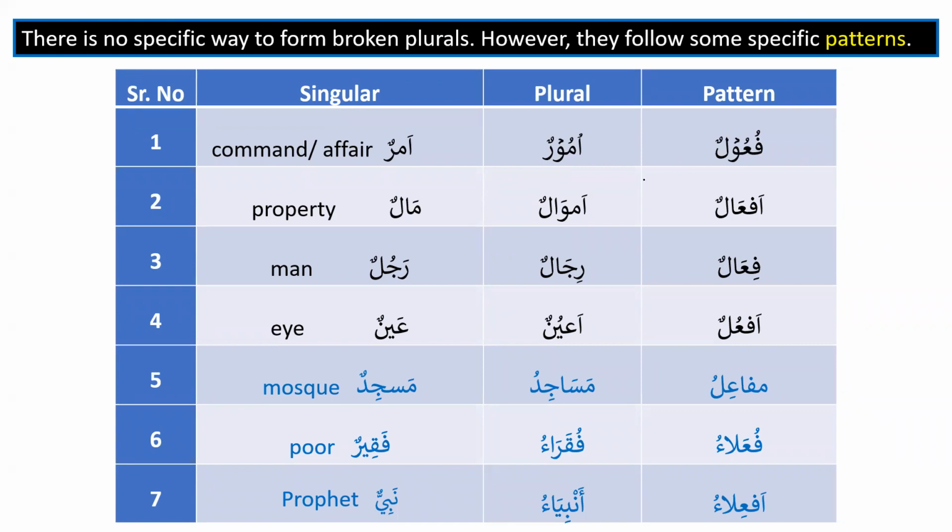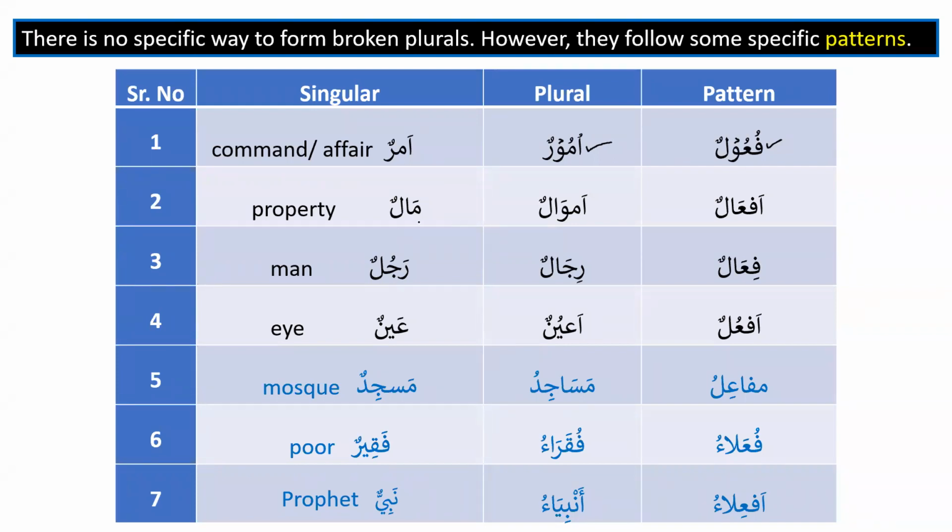So it will always be on the pattern of a word that comes on the pattern of fu'ulun. It will always be like this, umurun. So the letters will change, but the harakat will not change. The vowel signs will not change. They will remain as they are.